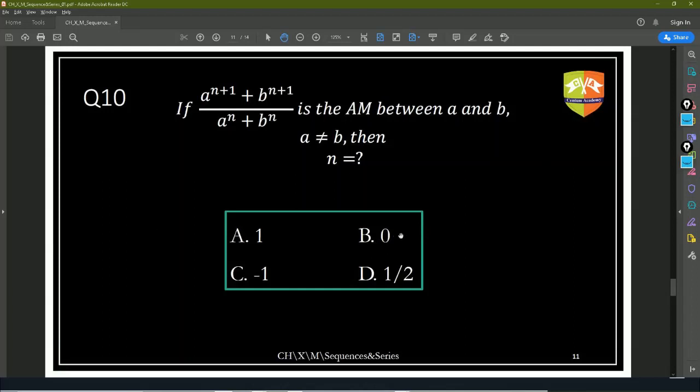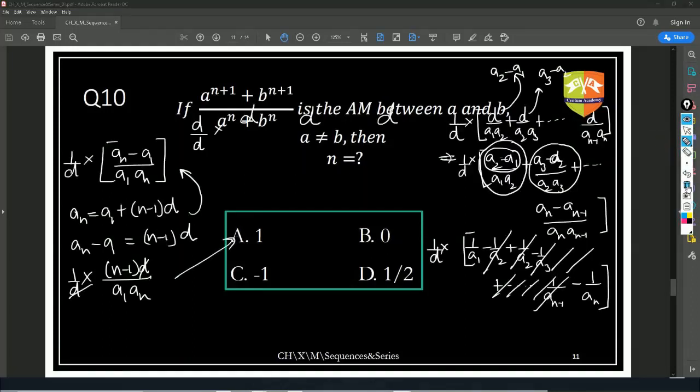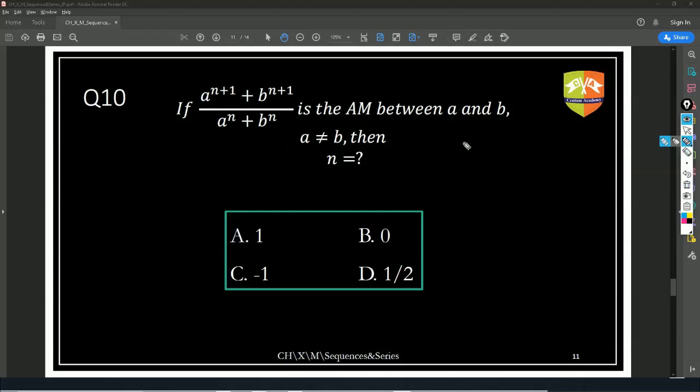So if you put n is equal to 0, it works. See, if you put n equals 0, it will become (a plus b) by 1 plus 1, which is (a plus b) by 2, which is am. So this is the scam method. In competition, use this method also. These are low hanging fruits, but for concept, if you really have to find out, so what is this?